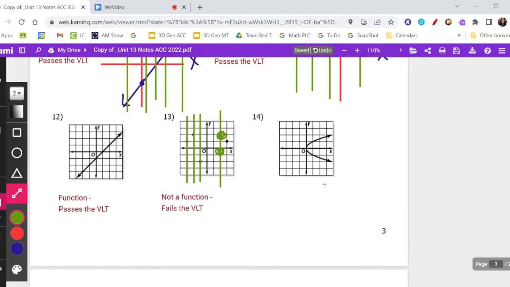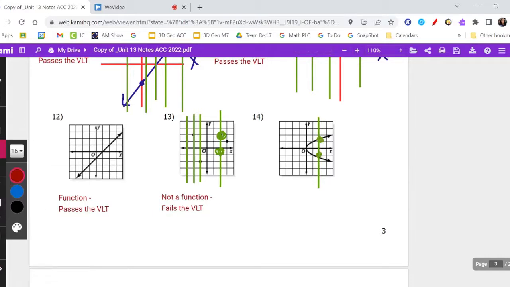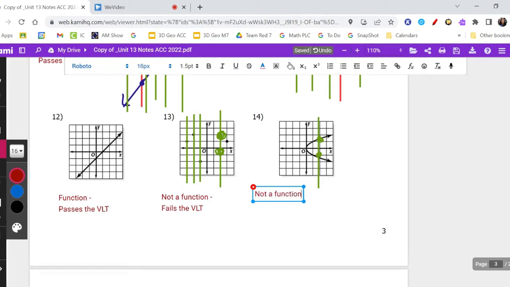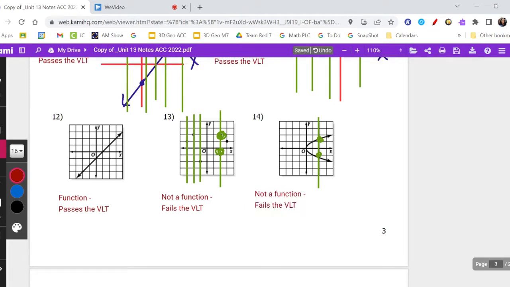Okay, what do you guys think about this next one? Would this one be a function? I'm going to draw a vertical line right here. And do you guys see how it's going to go through the relationship twice? So this is not a function because it fails the vertical line test.